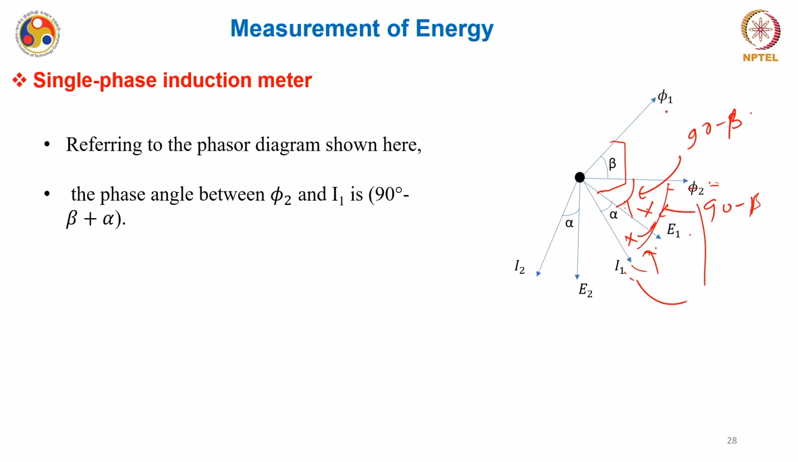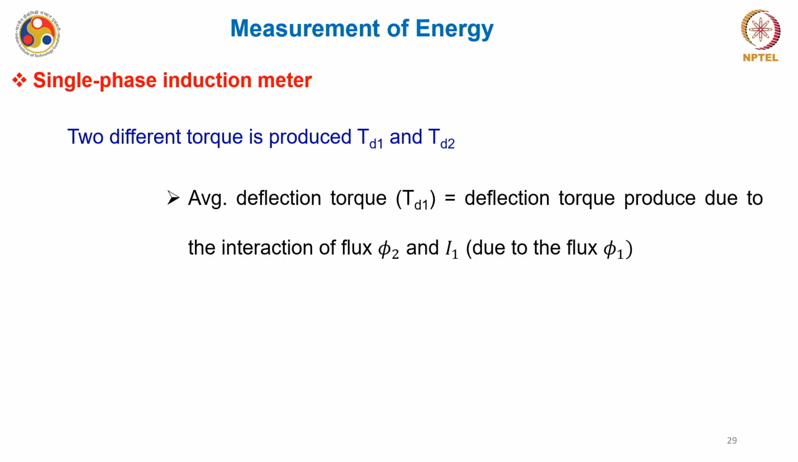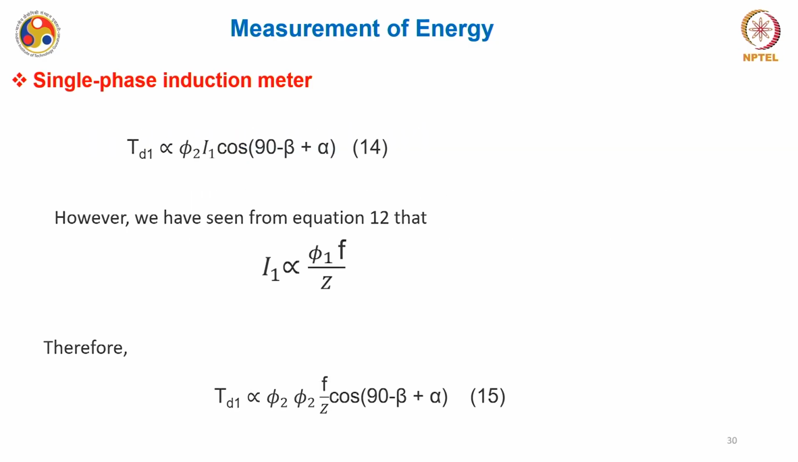So the phase angle between phi 2 and I1 is 90 minus beta plus alpha. Similarly, you can calculate the other phase differences. Now we have seen that we have two different torques, TD1 and TD2 earlier. The average deflection torque TD1 can be given as the deflection torque produced due to the interaction of flux phi 2 and current I1. This current I1, the eddy current I am talking about, is produced due to flux phi 1. So TD1 is the average deflection torque when there is an interaction of flux phi 2 and current I1.